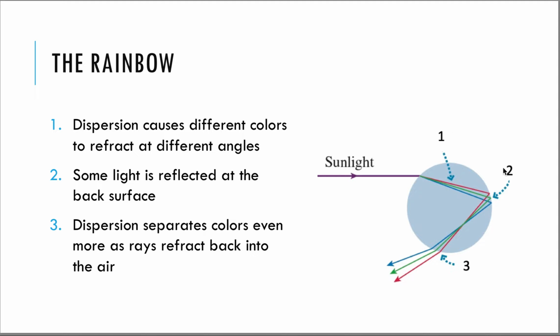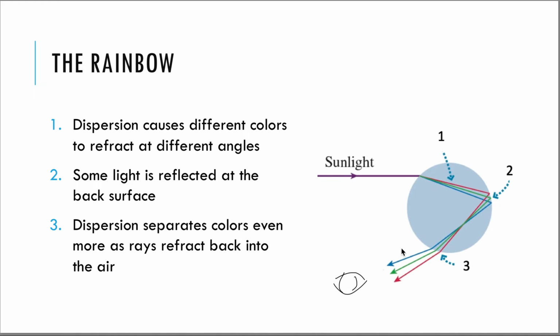The third step here is that even more dispersion occurs as the light goes from the inside here to the outside. And I forgot to say this whole time that this big blue circle here is a representation of just a droplet of water, right? So there's droplets of water everywhere. We're just looking at one droplet of water in the sky and seeing how the light is entering that droplet of water, reflecting at the back surface, and then dispersing again or refracting again as it exits that drop of water into our eyes.